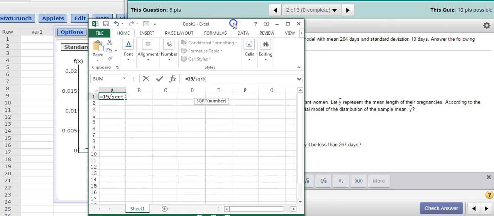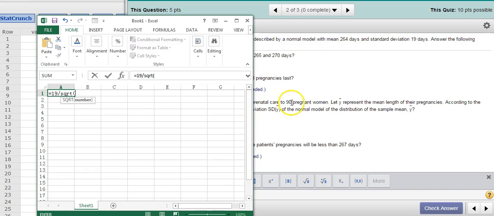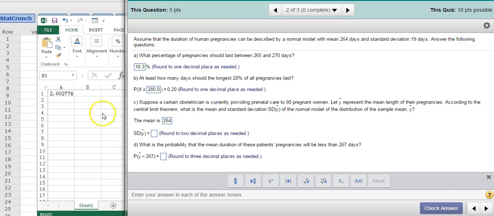The sample size, which they tell you, is 90 pregnant women. So you can do 90. I should be good. So this is the standard deviation, and it says round to 2 decimals, so that's going to be just 2, right? And then the mean has a normal distribution with the given mean and standard deviation 2.